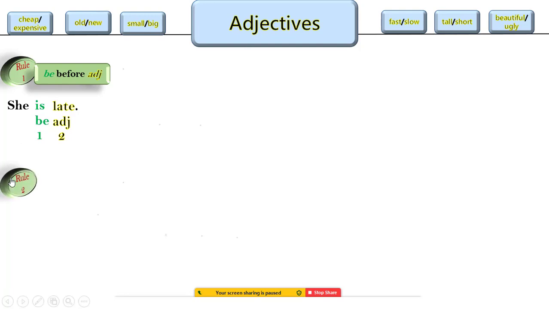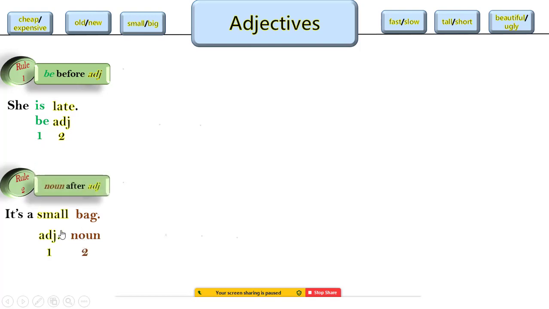Okay, rule number two. It's a bag. Okay, so now I have this adjective. I want to write it in the sentence. Okay, so where do I write it? I have bag here and I write small before bag. So small is the adjective. Bag is the noun. The first thing I write the adjective, number two, the noun. So what's the rule? Noun after adjective. Noun is number two. Adjective is number one. Okay.